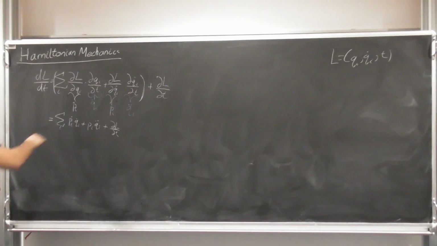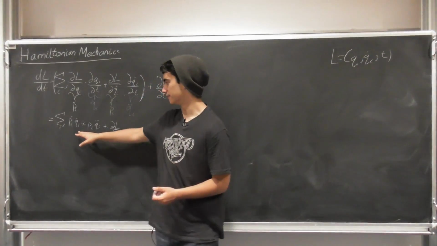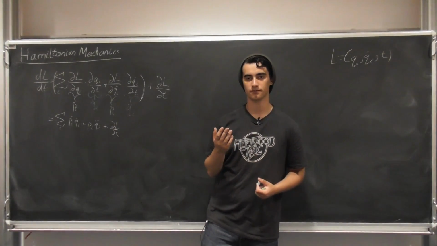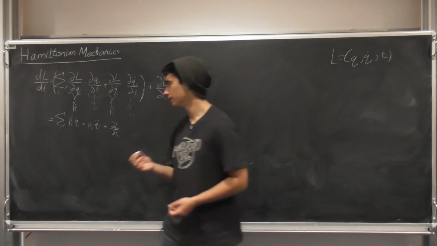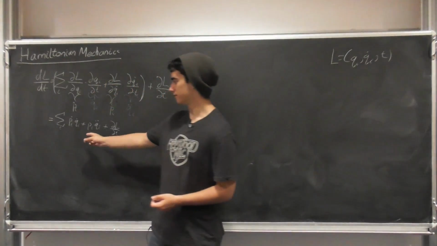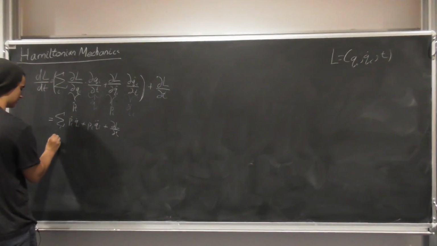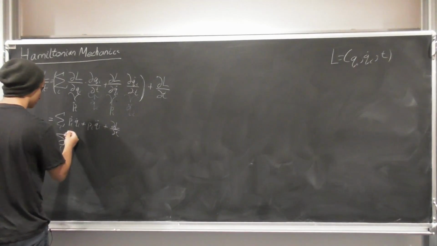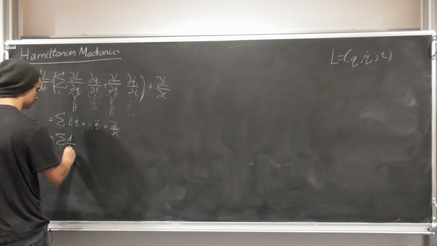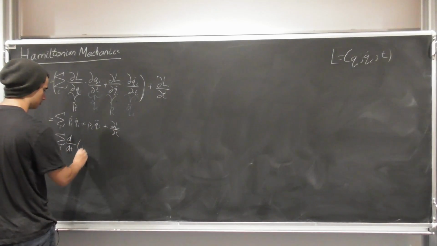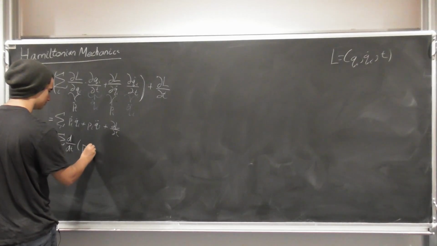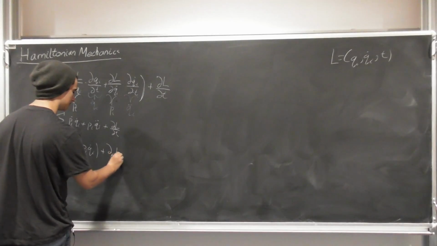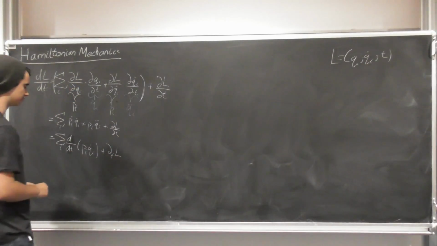Okay, so now if we have a look at this term in the summation over our i's, we can see that this is just the product rule for derivatives. So we can group this together and we'll get that this is the same as the sum over i of d/dt of p sub i times q sub i dot, plus the partial derivative of the Lagrangian with respect to time.